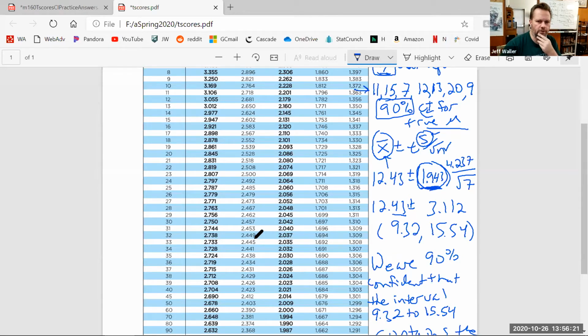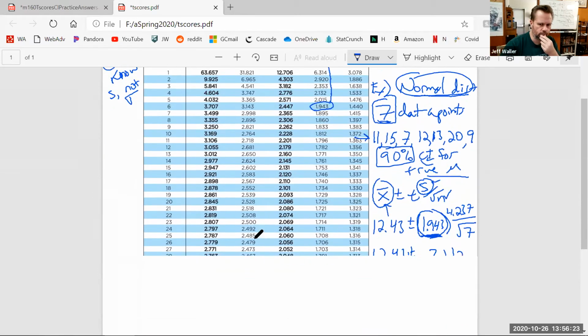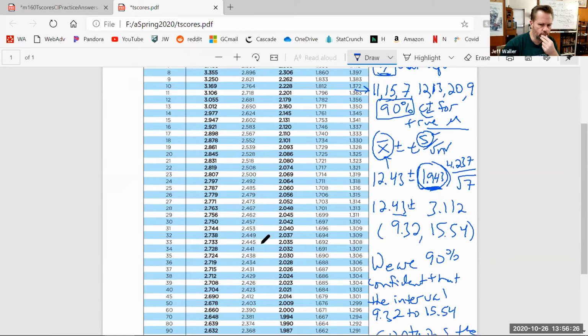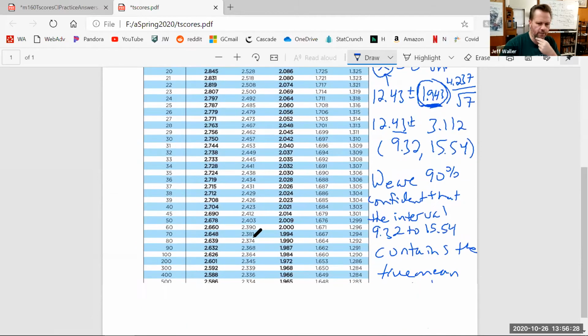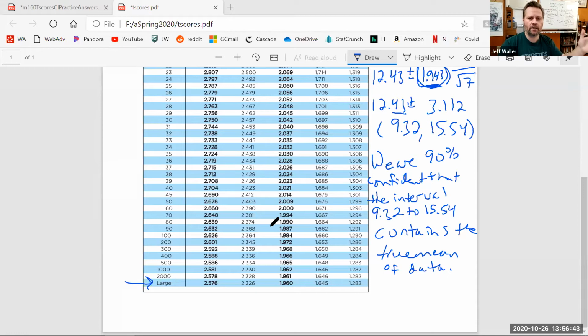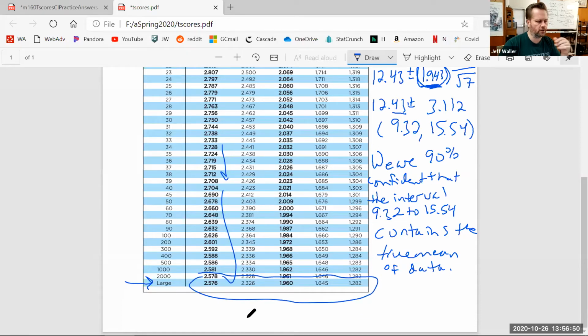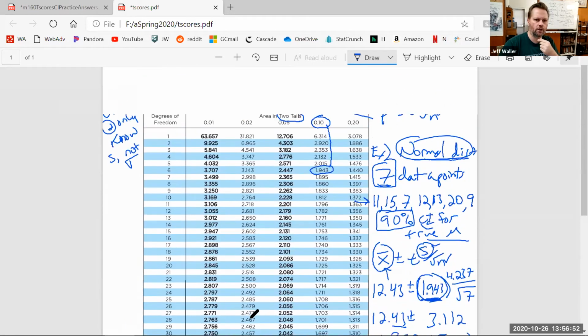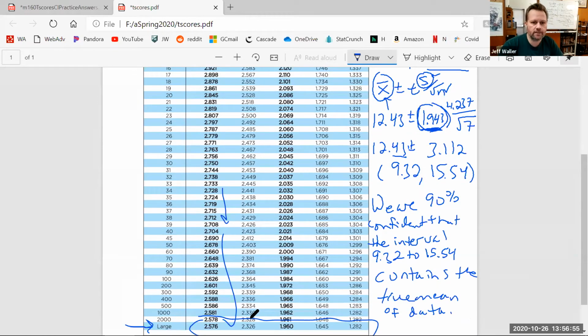Are there z-scores on this t-score chart? Yes. Where are they? At the very bottom. So I can use this even if I have to make a confidence interval where I know sigma. If I stop, I get a t-score. If I go all the way down, I get a z-score. That's how this chart works. So I can use the t-score chart to get z-scores.